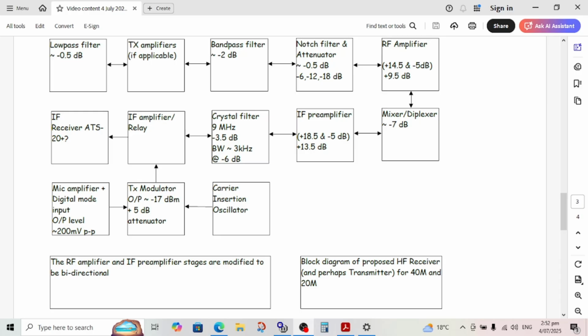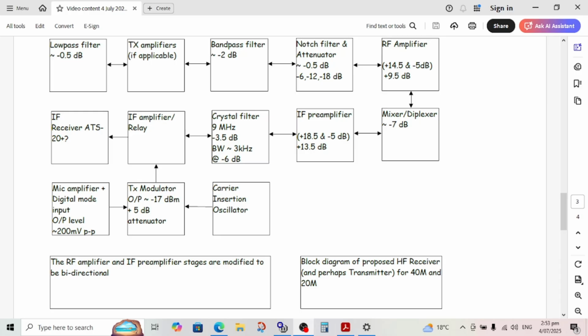The notch filter is quite useful because the response of the bandpass filter may be insufficient, and it would let the IF frequency, which is 9 megahertz, through with less than ideal rejection. Additionally, the notch filter and attenuator has switchable settings, so if the antenna noise level is high, then additional attenuation can be inserted to reduce the noise level into the receiver.